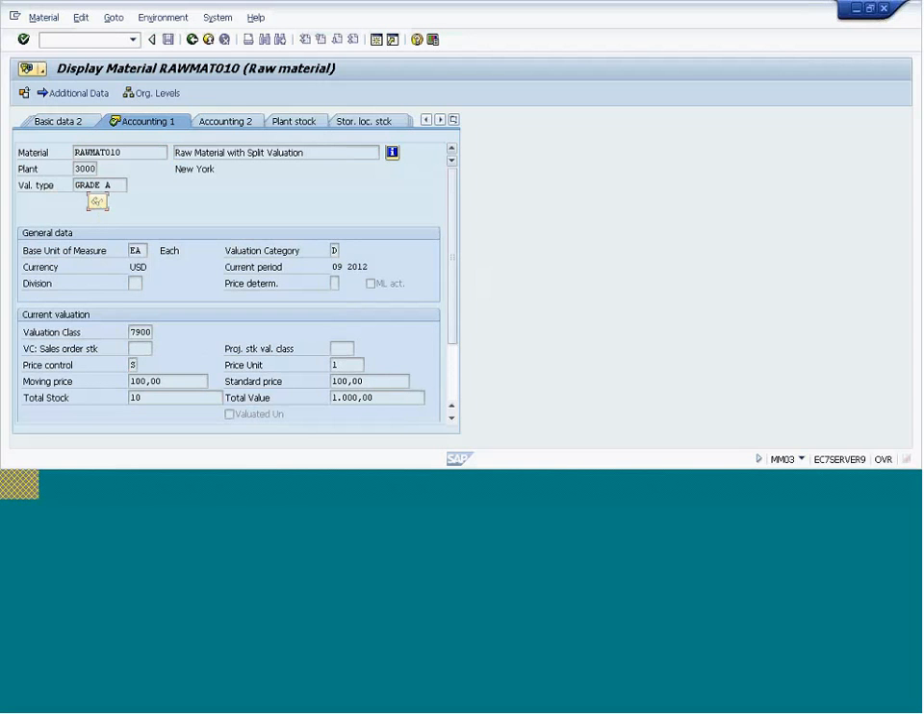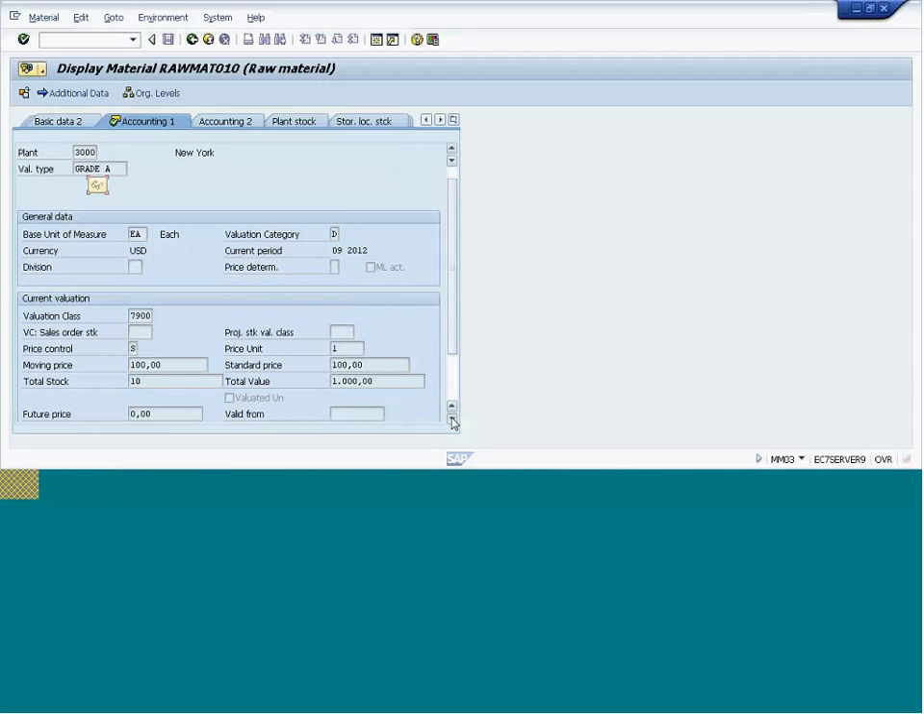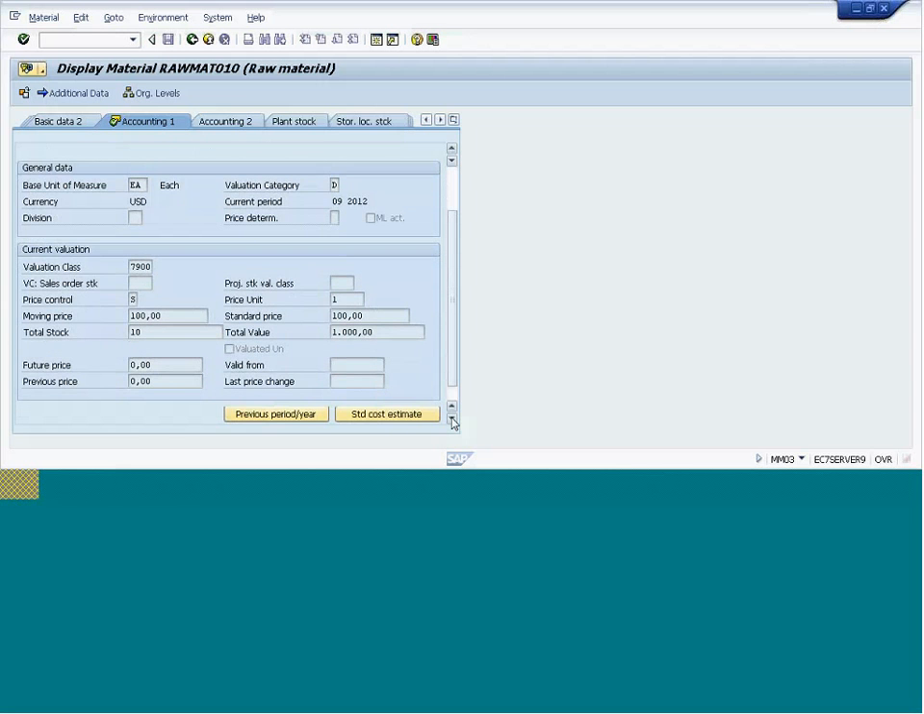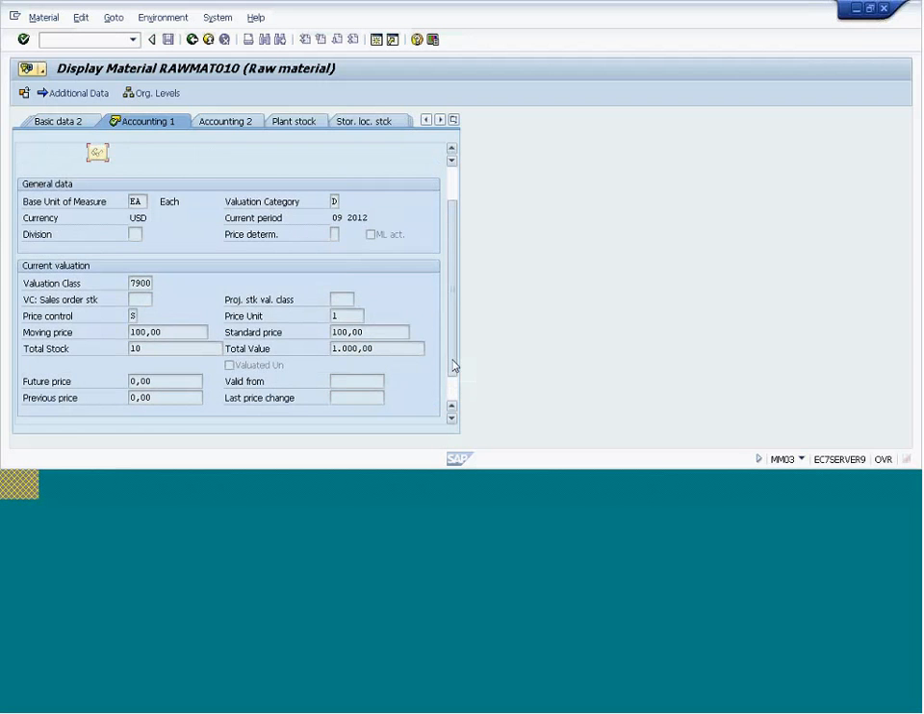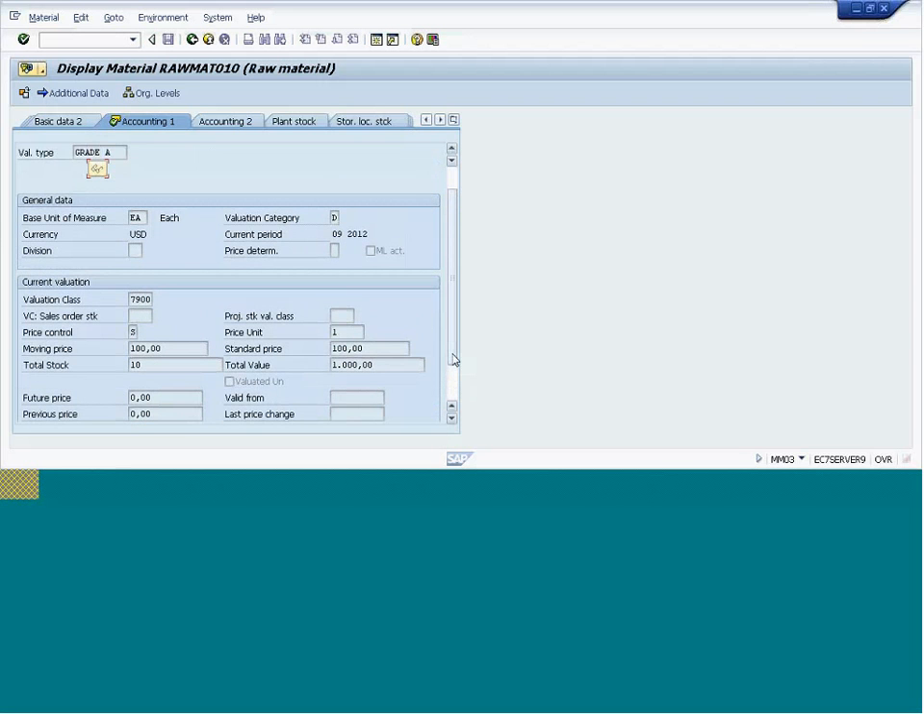Does it make sense, Bhushan? Yeah, it does. But is it common to have split valuation, Raghu? Yeah, the functionality is available. It is your responsibility when you go to a customer or an implementation to show what is available, and whether they want to use anything like this.